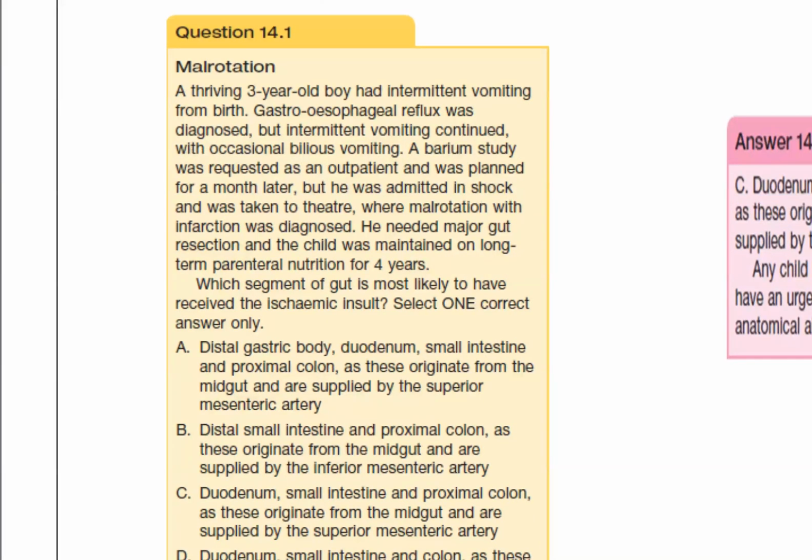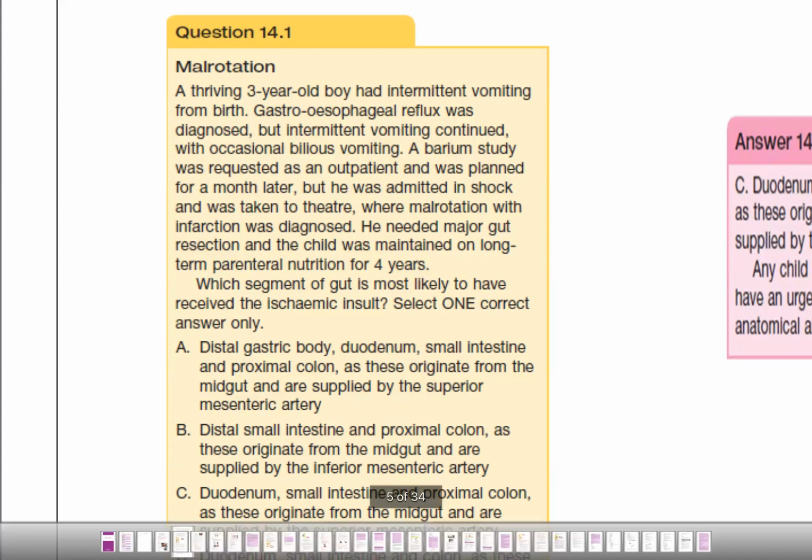Just see here what happened. A malrotation case: a thriving 3-year-old boy vomiting from birth. Gastroesophageal reflux was diagnosed, but it was intermittent, occasional vomiting. A barium study was requested as an outpatient and was planned for a month later. But he was admitted in shock and was taken to the theater. So you see here a child having malrotation.